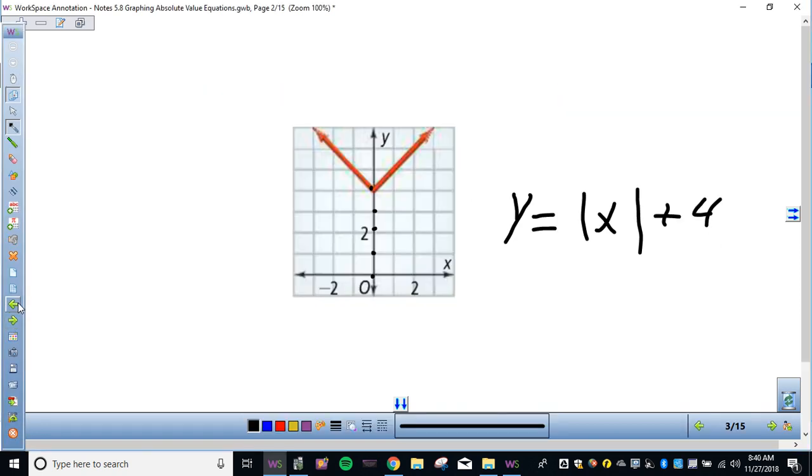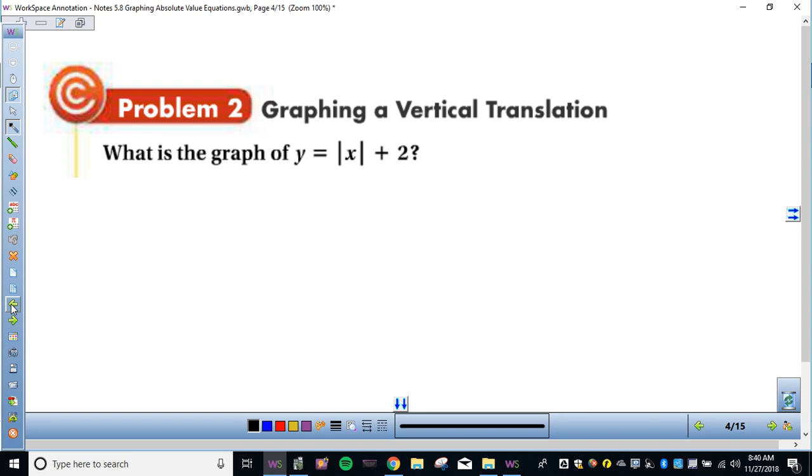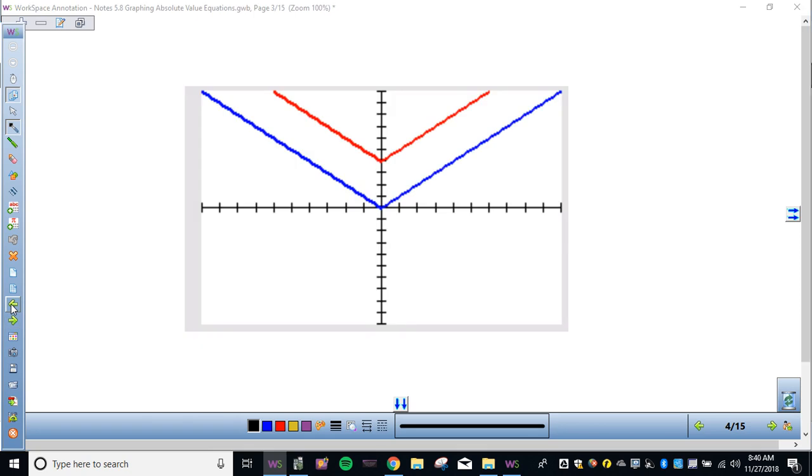Question? Yeah, you look at the vertex right here and determine how many up it went from 0, 0. So up 1, 2, 3, 4. That's why it's plus 4 here at the end. That's all you got to do. Easy, right? Okay. So this is what it looks like on the graphing calculator.